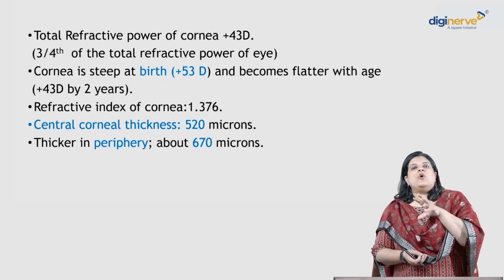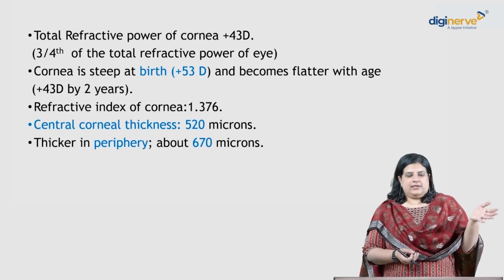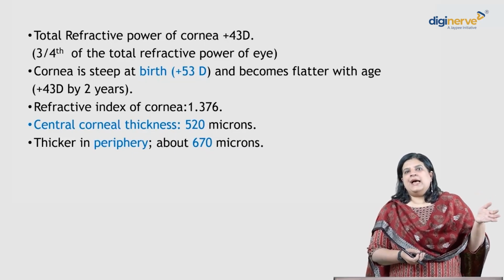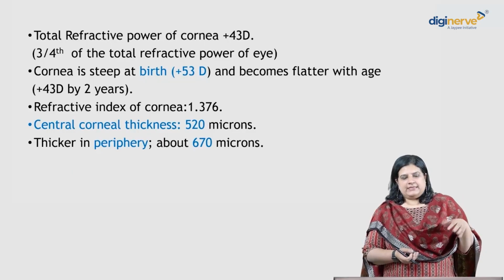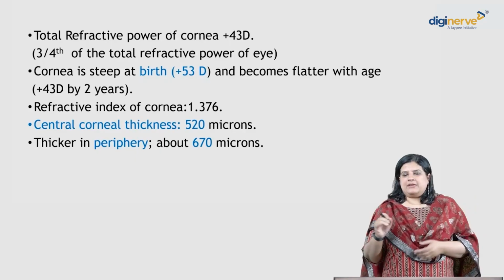The thickness of the cornea in the center is quite different from what it is at the periphery. The central corneal thickness is about 520 microns and the peripheral corneal thickness is nearly 670 microns. So the periphery is quite thick as compared to the center.